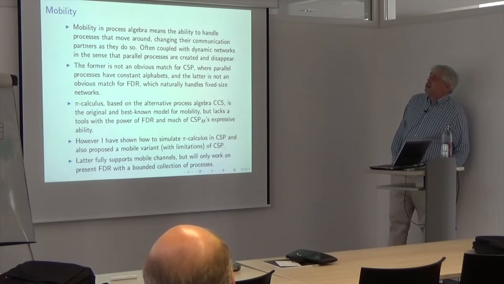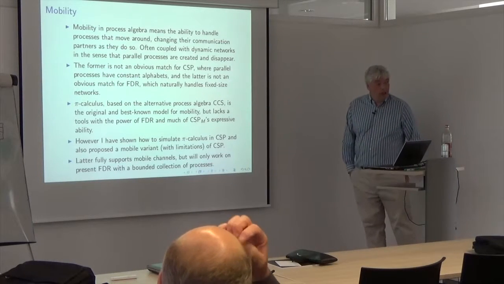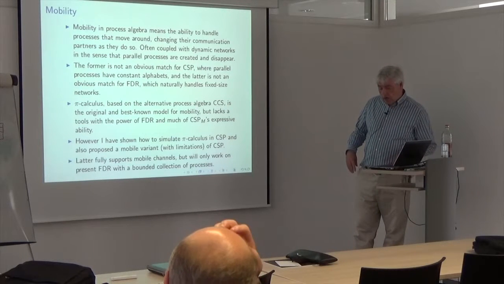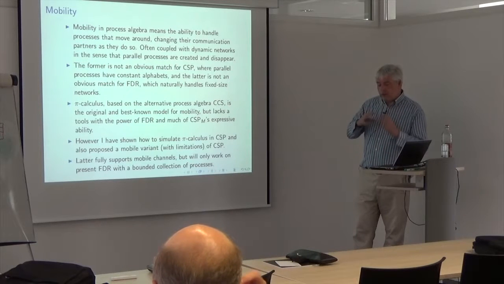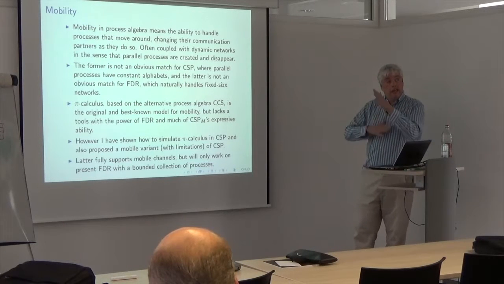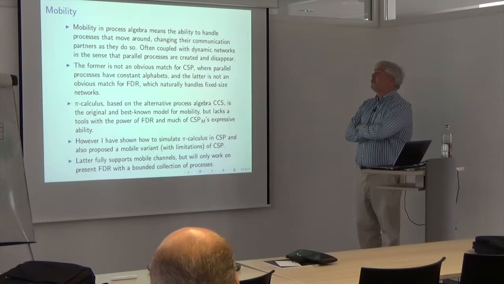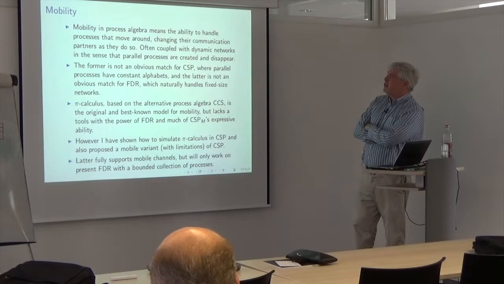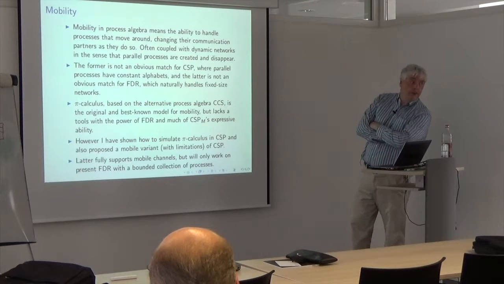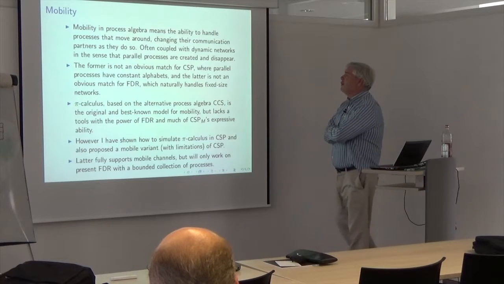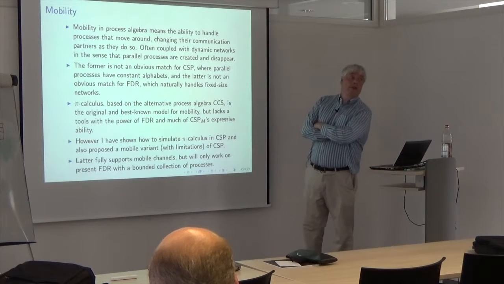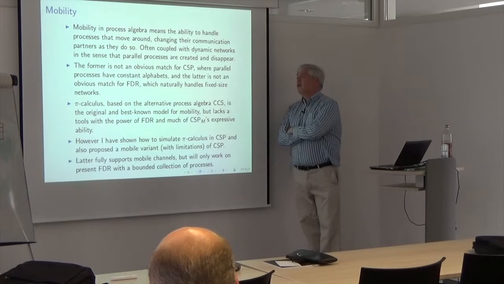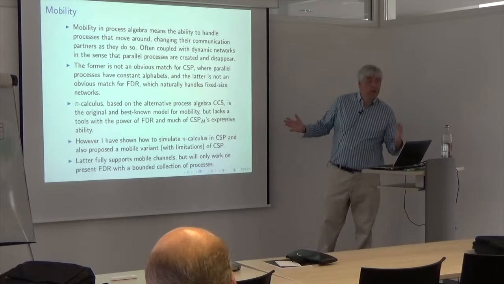And mobility as a concept is often coupled with the concept of dynamic networks, where processes can be created and vanish again, rather than static networks where you've got a constant set of processes around forever, all communicating in the same patterns as they always have. So the former, in other words handling processes that change their communication partners, is not an obvious match for CSP, where parallel processes do have constant alphabets that they communicate with for all time. And the latter is not an obvious match for FDR, which naturally handles fixed or at least bounded size networks.